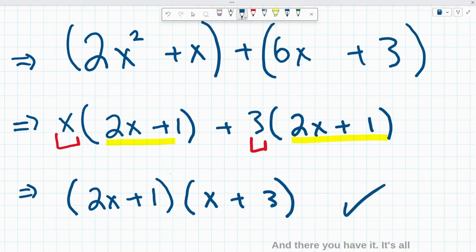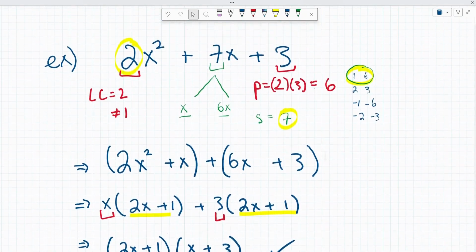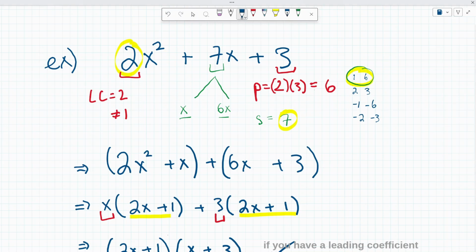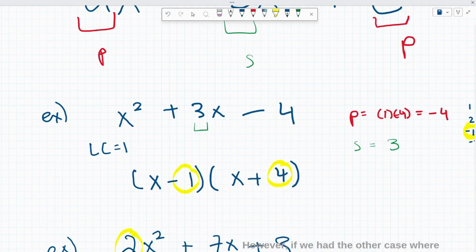And there you have it. It's all factored. So just to recap for these product sum rules, if you have a leading coefficient, an a value that does not equal 1, you still find the product and sum, but you have to use those values to split up your middle term, and then you have to factor each side separately. However, if we had the other case where our leading coefficient equals 1, then you just take whatever you found from your product sum rule and stick it right into factored form. So it's just one less step.